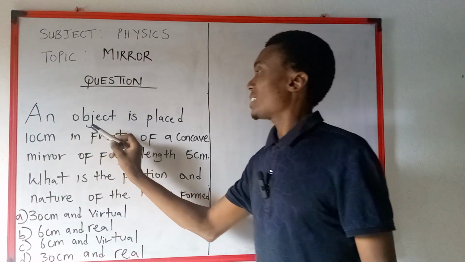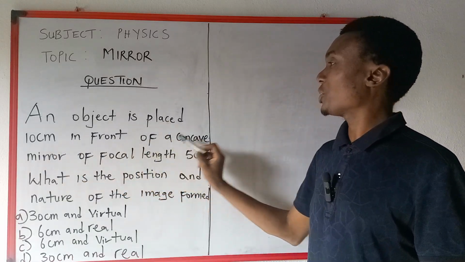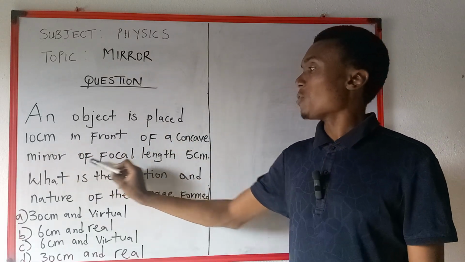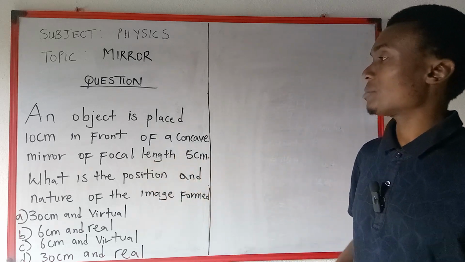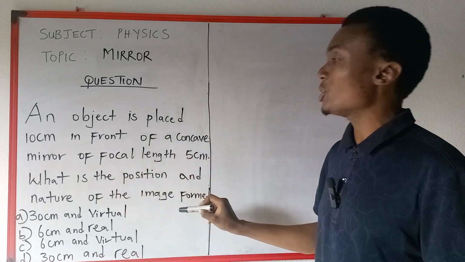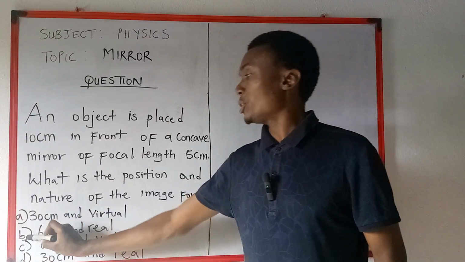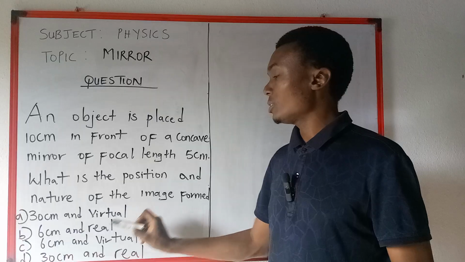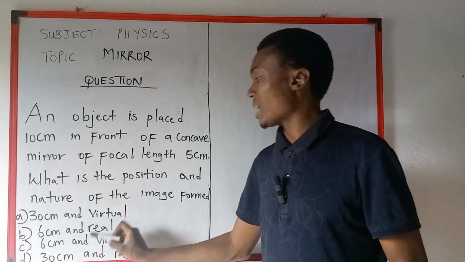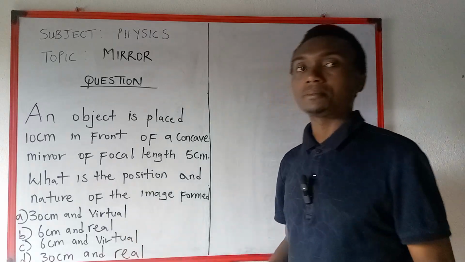An object is placed 10 cm in front of a concave mirror of focal length 5 cm. What is the position and nature of the image formed? A. 30 cm and virtual. B. 6 cm and real. C. 6 cm and virtual. D. 30 cm and real.